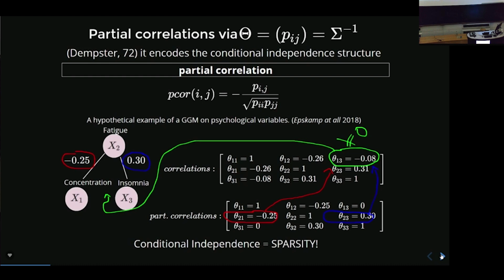And this is another example where you can clearly see the conditional independence. And you can also see that something that wasn't zero there is zero here in the partial correlation. So this suggests that actually, when we want to measure the conditional independence, we are expecting more sparsity. Okay.